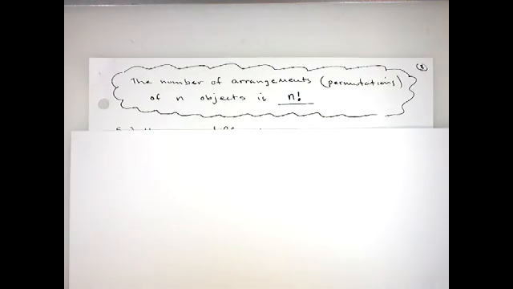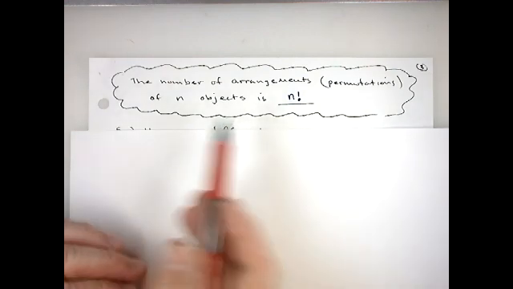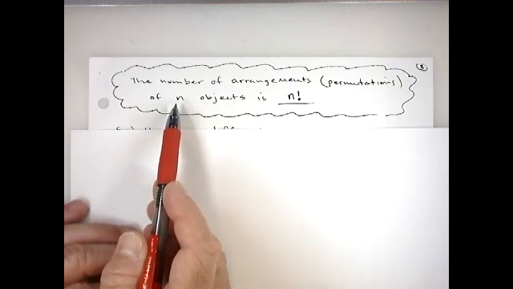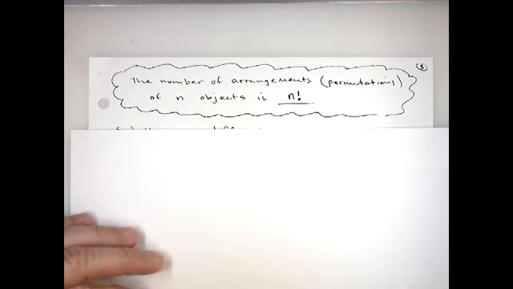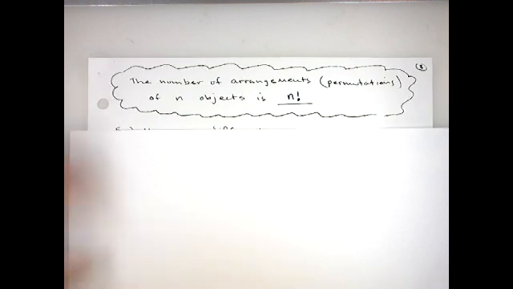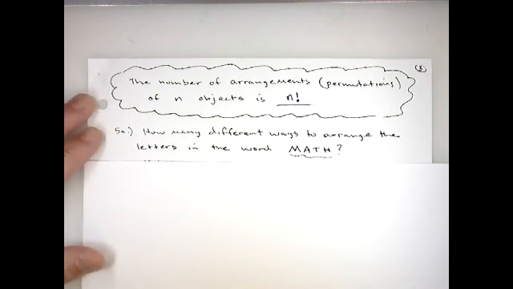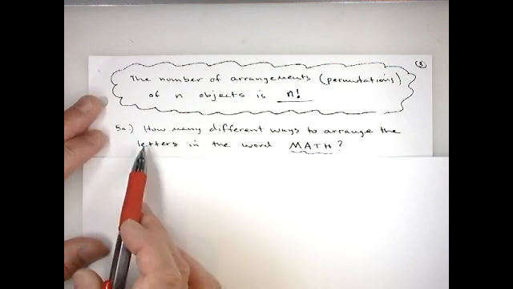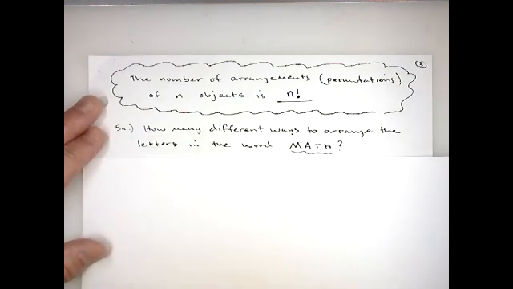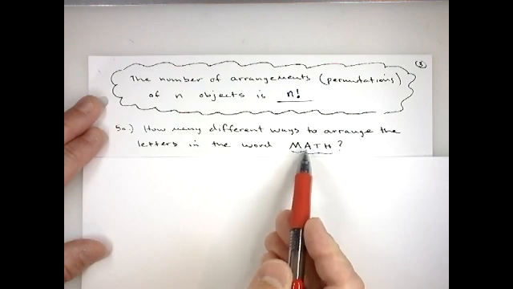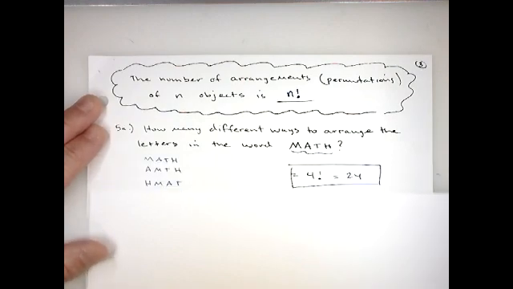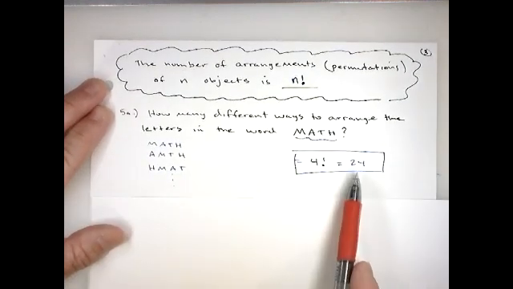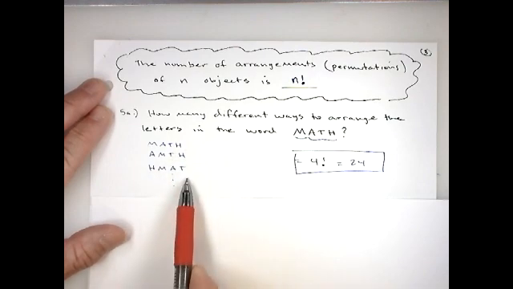Okay, so the total number of arrangements of n objects. So we've seen this in the last couple problems. If you've got n objects, the number of ways of arranging them would be n factorial. Also called permutations. So for example, how many ways are there to arrange the letters in the word math, M-A-T-H? Well, there's 4 objects there, so it makes sense there's 4 factorial ways of doing that, which is 24. Okay, so here's a few of them.